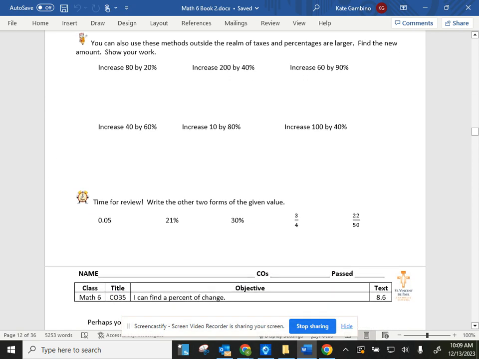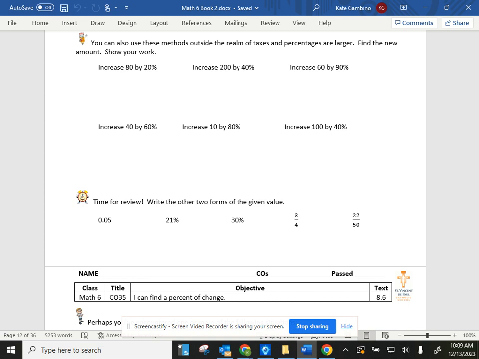Then we have, you can use these methods outside the realm of taxes and percentages. That sentence doesn't quite make sense to me. But we are going to be doing the same concept, same objective to find our new amount, show your work. So when it says increase 80 by 20%, you're doing the same thing. It's just not in a word problem, it's not in the table. You're just increasing it by that amount, okay?